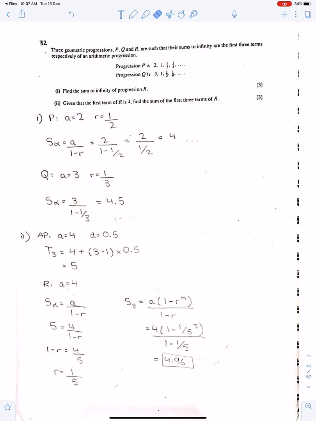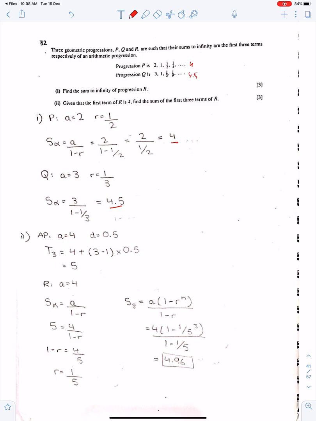3 geometric progressions P, Q, and R are such that their sums to infinity are the first 3 terms of an AP. Now you need to get the sum to infinity of P. The sum to infinity of P is 4. Then you need to get the sum to infinity of Q. It's 4.5.